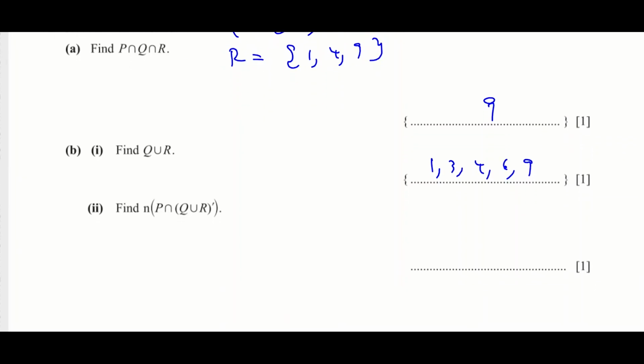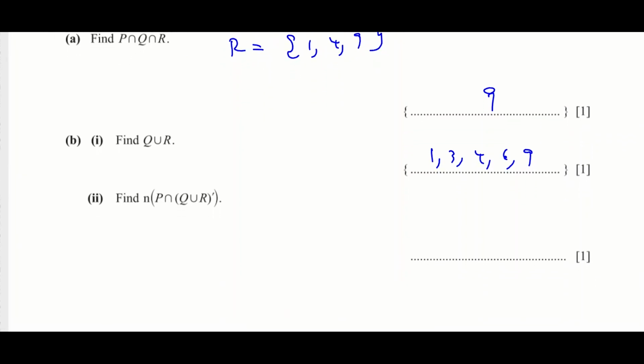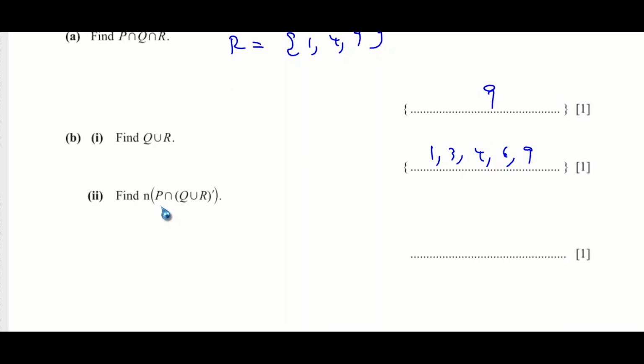Okay. So find the number of elements in this set. Okay, so we need to firstly find Q union R complement. Okay, so Q union R complement will be the elements that are not in this set Q union R, but they are available in the universal set.